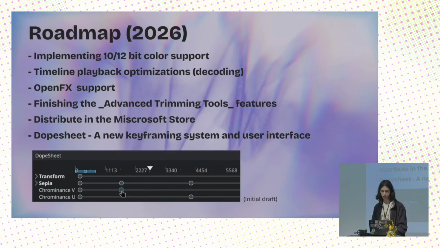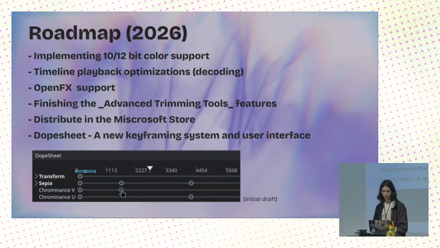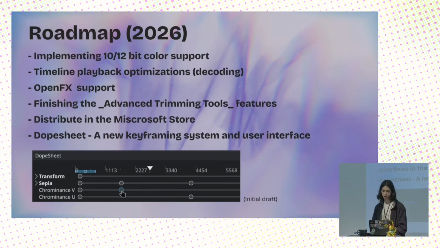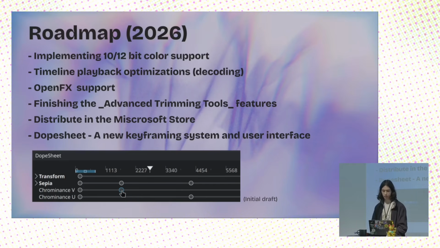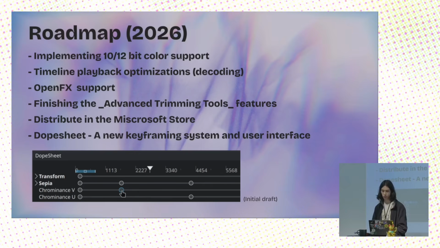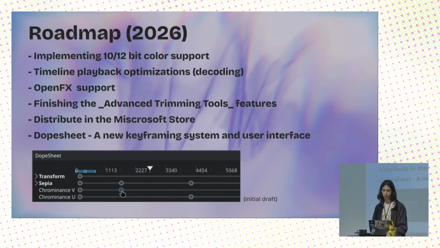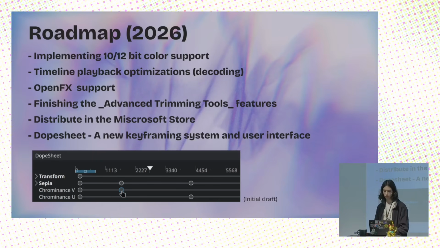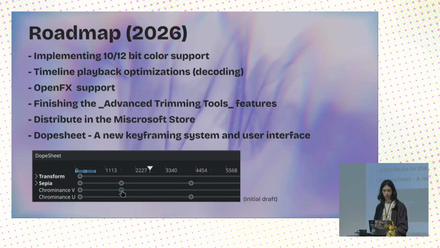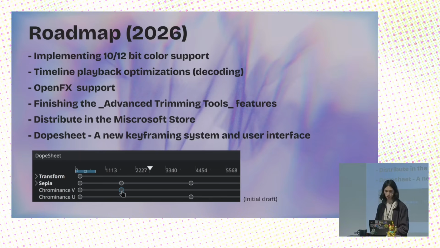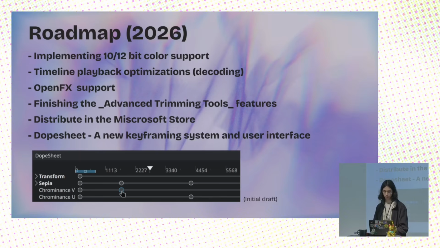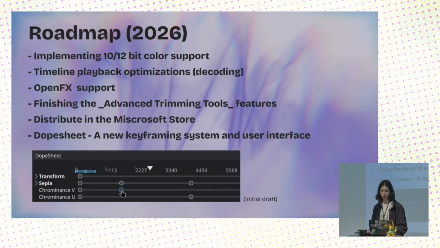The roadmap is constantly being reviewed and updated, and some of the highlights coming in 2026 include implementing 10/12-bit color support, timeline playback optimizations for decoding, OpenFX support, the dope sheet with a new keyframing system and user interface, finishing the advanced trimming tools feature, and distribution to the Microsoft Store. Thanks a lot to FRDBR for the slides.